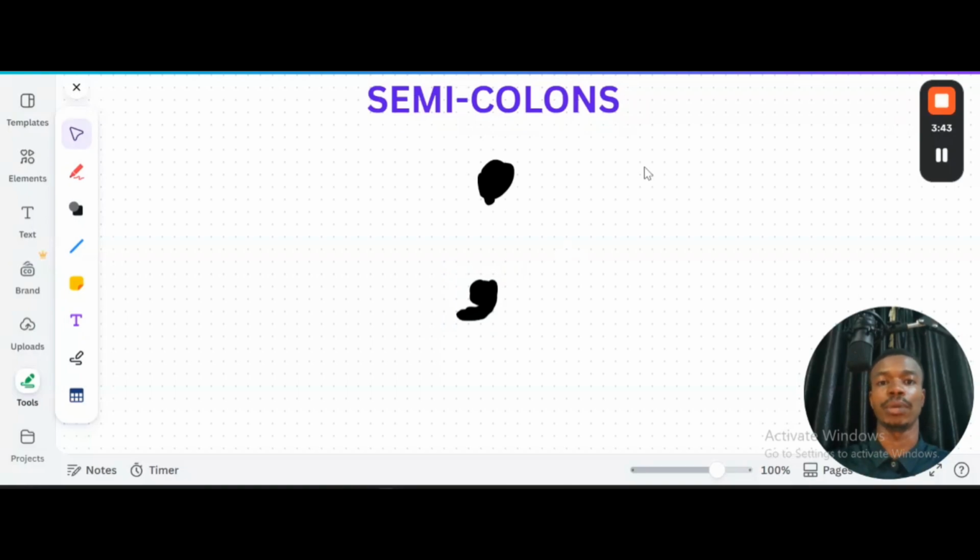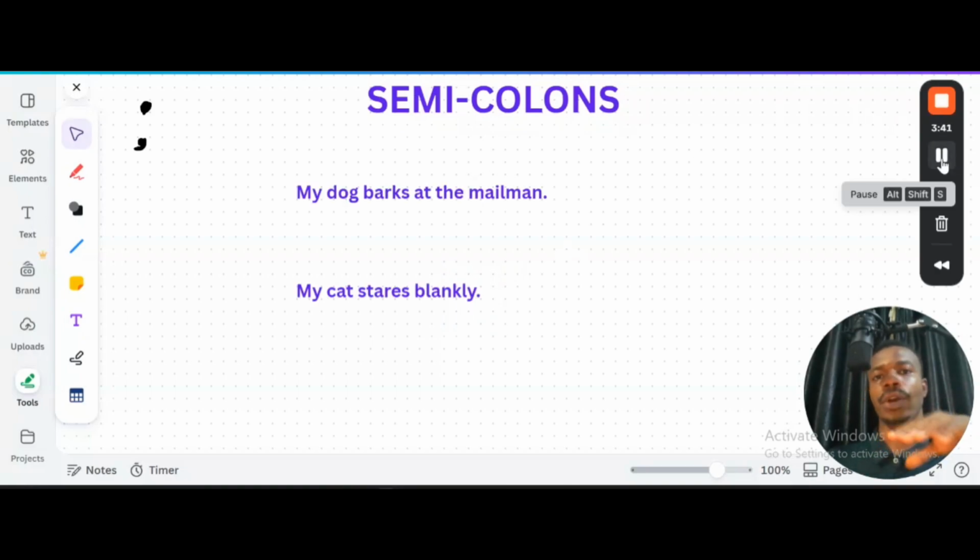Here is an example. Here you have two sentences. My dog barks at the mailman. My cat stares blankly. These are two sentences. They can be part of the same sentence because while my dog was barking at the mailman, my cat was staring at what was happening blankly.